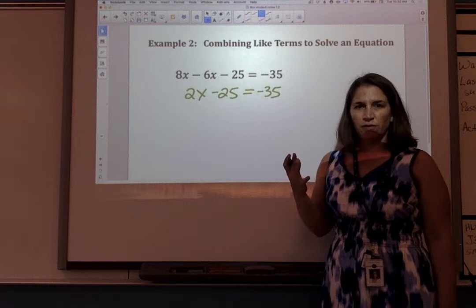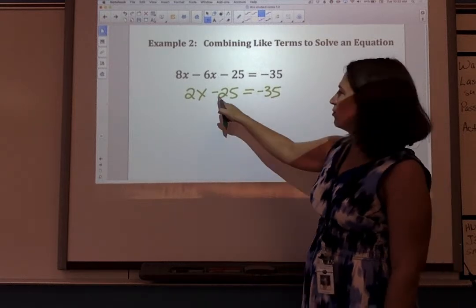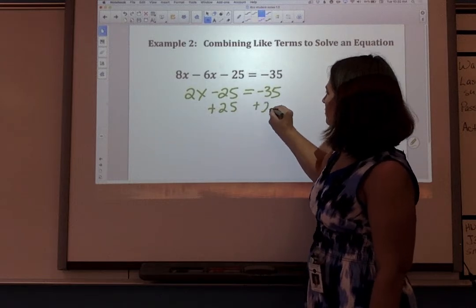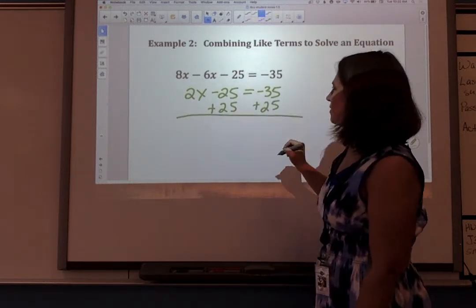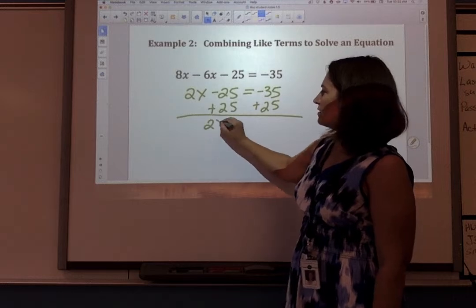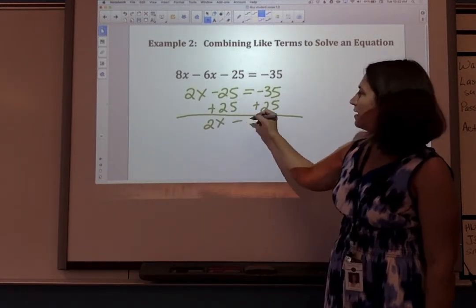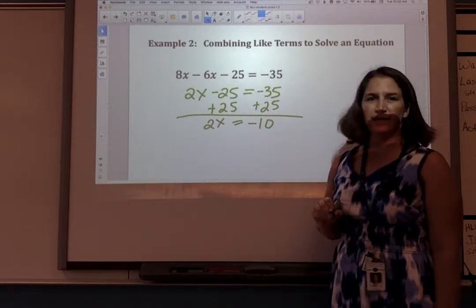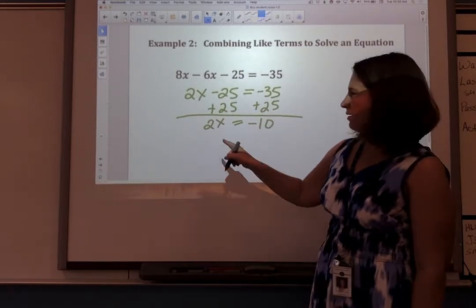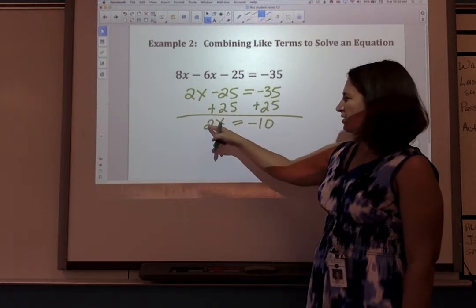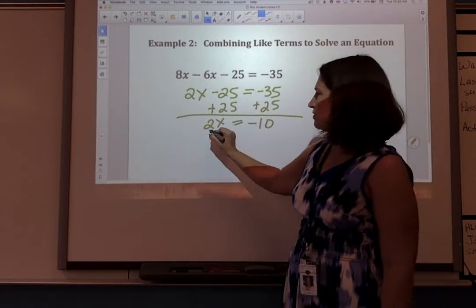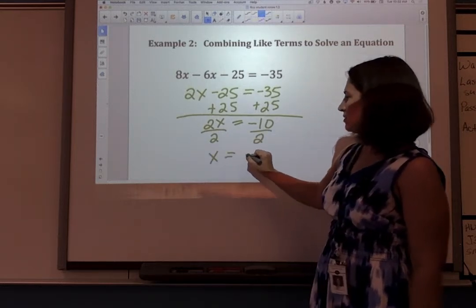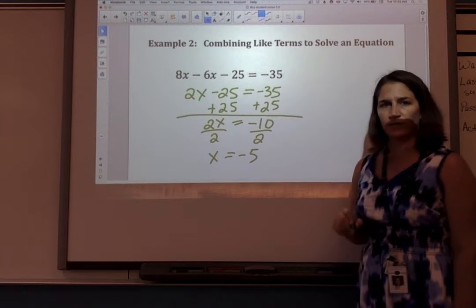Now I'm going to do those inverse operations to isolate the variable. So I need to add 25 to both sides. I'm left with 2x on the left side, and negative 35 plus 25 is negative 10. Now, these are multiplied, 2 times x, so I need to divide by 2. And I have x equals negative 5.